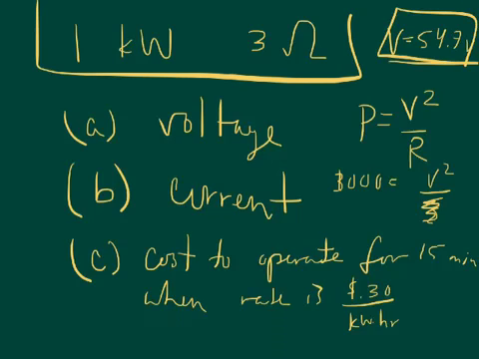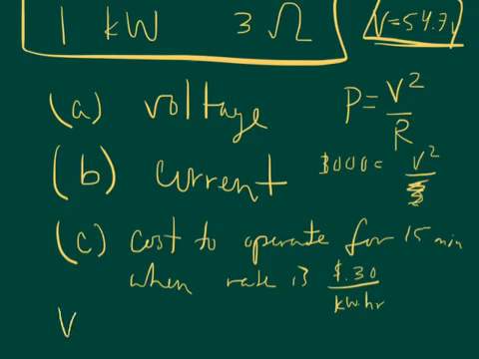Now, take a look at part B. Part B wants the current. Well, the current is the I value, right? Just use V equals IR. You know the voltage is 54.7. You know the resistance is 3 ohms. So 54.7 equals I times 3 ohms. Solve for I. So you do them in the order I'm giving you.